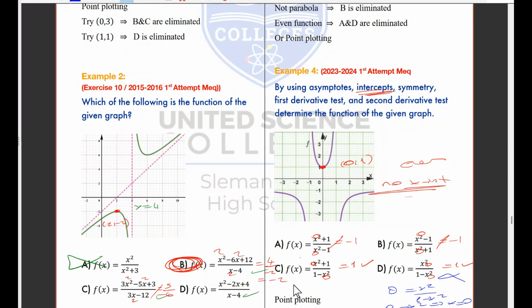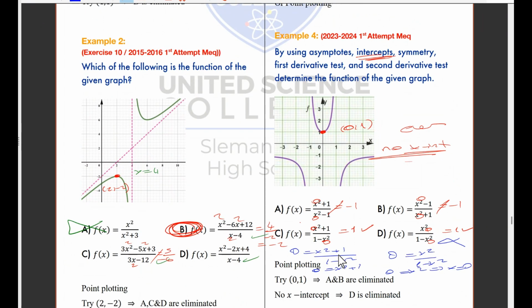Try option C. 0 equals x squared plus 1 over 1 minus x squared. 0 is x squared plus 1, so there is no x-intercept in option C. This has no x-intercept, so this is the correct answer then. So this is the way of identifying the functions from the graphs by using intercepts, symmetry, asymptotes, point plotting.